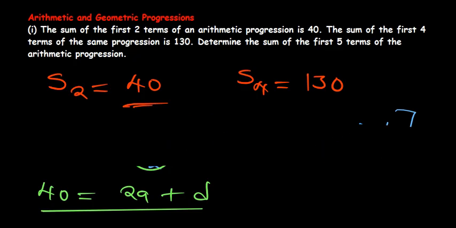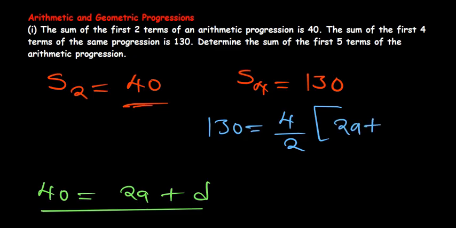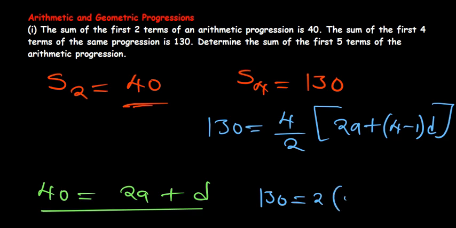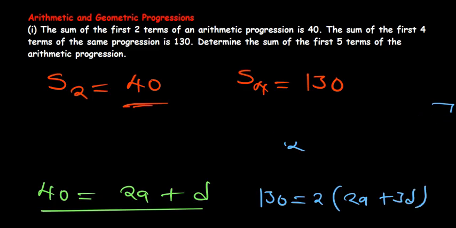Simple and straightforward. Now for the other part where we've got the sum of the first four terms. We've got 130. Our formula is n over 2, so it's going to be 4 over 2, open the brackets, 2a, then n minus 1. Our n in this case is 4 minus 1, which gives us a 3, multiplied by the d. So you end up with 130 is equal to 2, open the brackets, 2a plus 3d. You end up with two simultaneous equations.